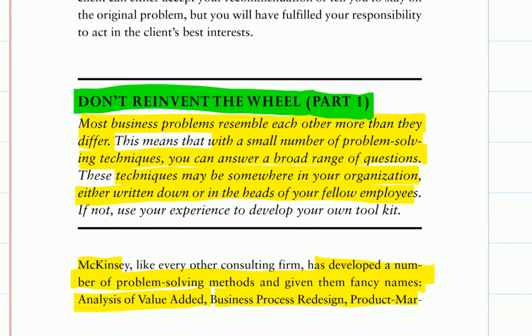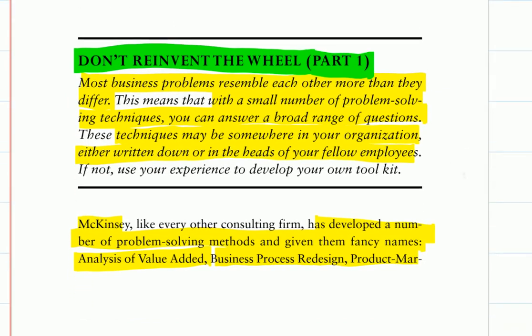So what he says is most business problems resemble each other more than they differ. One second. Sometime back, 2 pages back, the author said that each business problem is different. Now he's saying that most business problems resemble each other more than they differ. Correct. He is still not saying that they are the same, but he says that they are similar, they resemble each other. So what he's saying is that with a small number of business problem solving techniques, you can answer a broad range of questions. The techniques may be somewhere in your organization, either written down or in the heads of your colleagues. So you have to look for them.